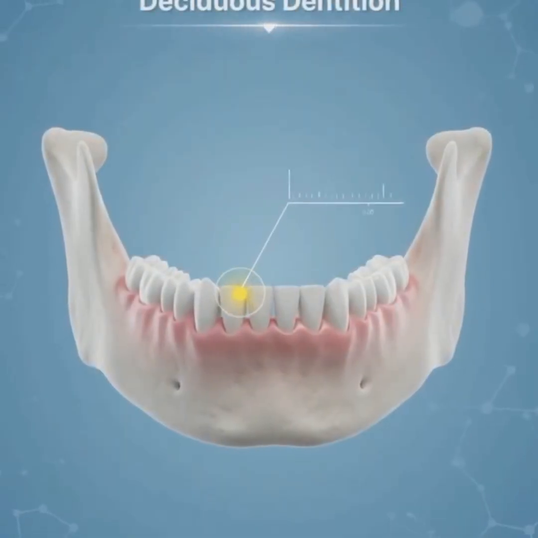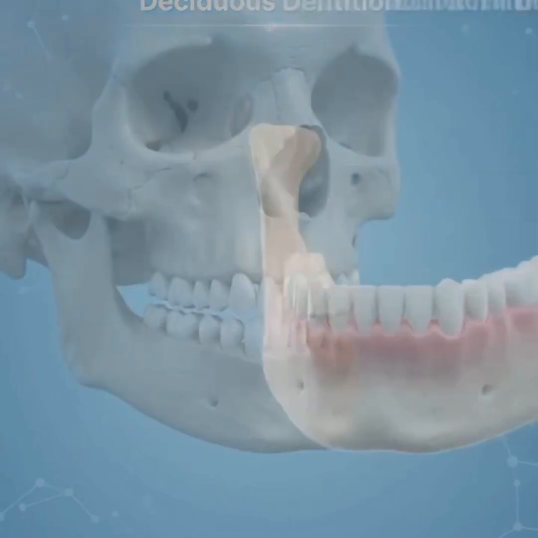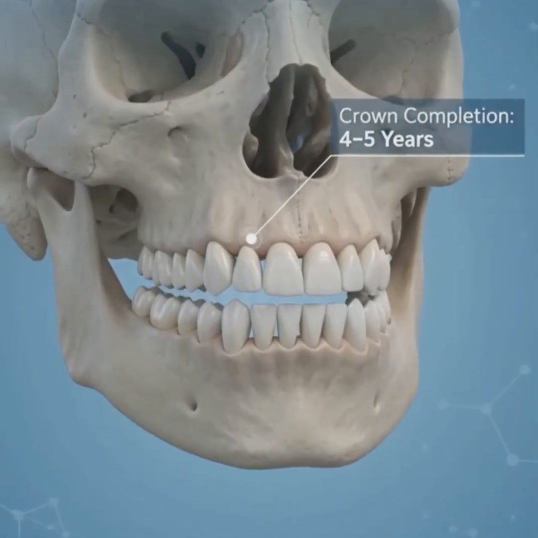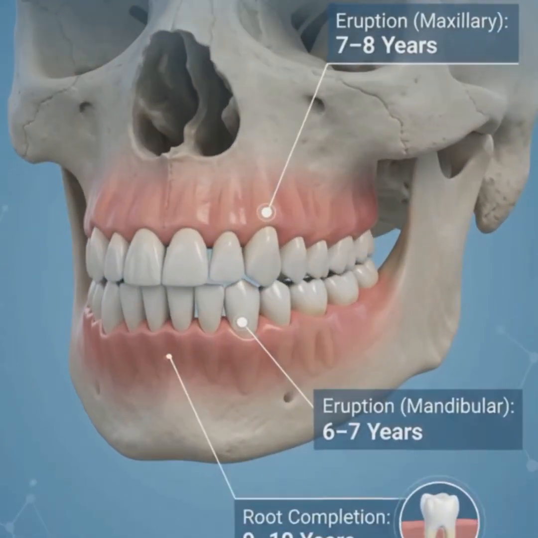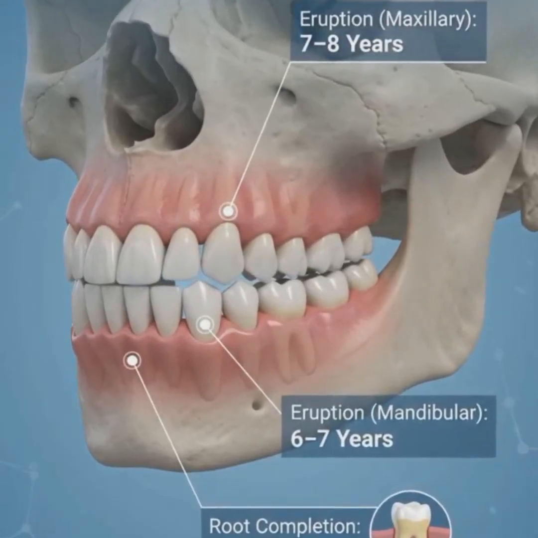For the deciduous central incisor, development begins early. Initial calcification starts at 3 to 4 months. Permanent central incisors erupt between 6 and 8 years.